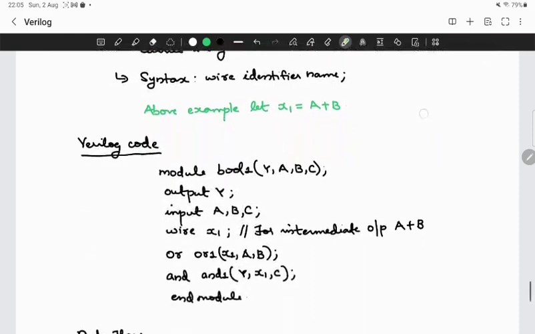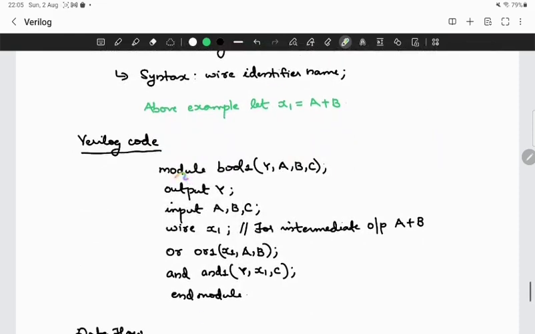So let us write the Verilog code. Like we discussed, it starts with module. Give the module name bool1, then the outputs and the inputs: y, A, B, C. Y is the output, A, B and C are the inputs. The intermediate outputs we will not mention here. This is only the direct inputs that are coming to the circuit, and the final output that is coming out of the circuit. Next we'll define y, which is the output. Then the inputs A, B and C, that also we'll define.